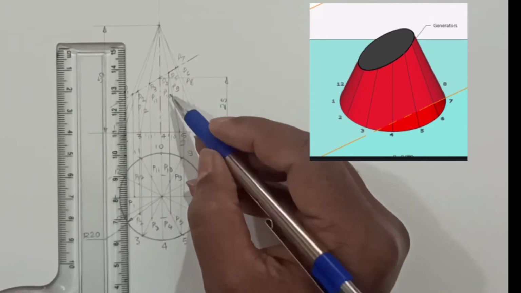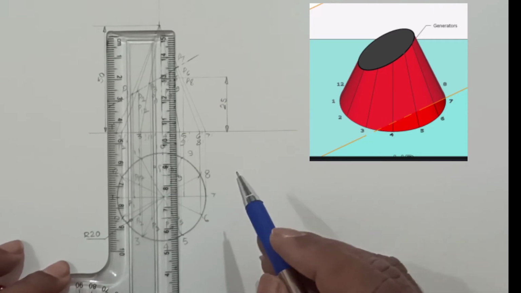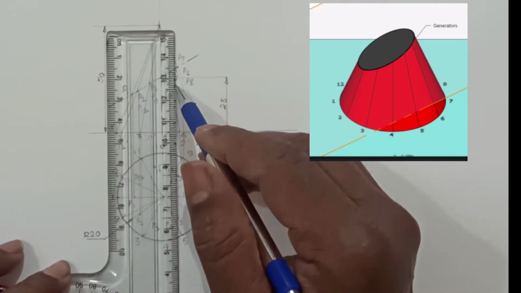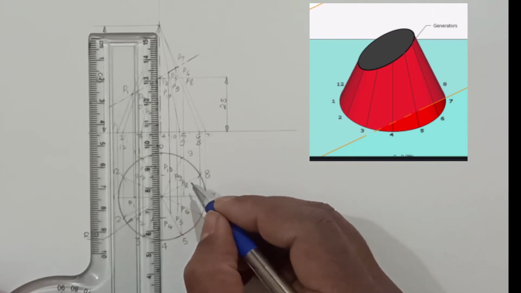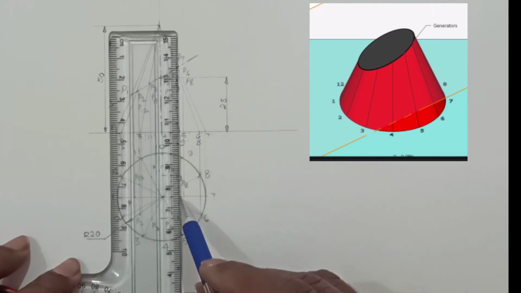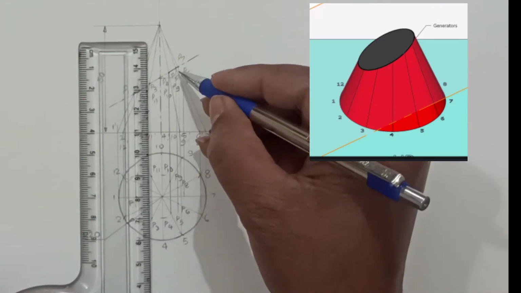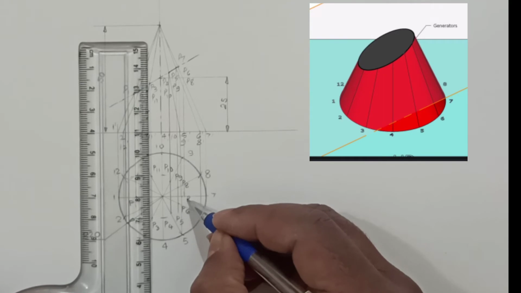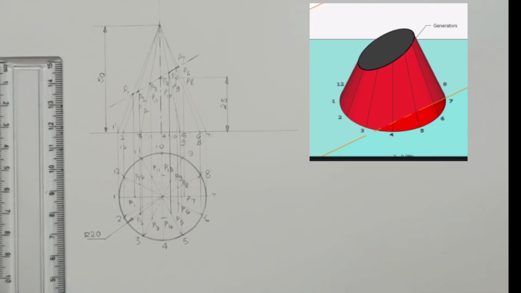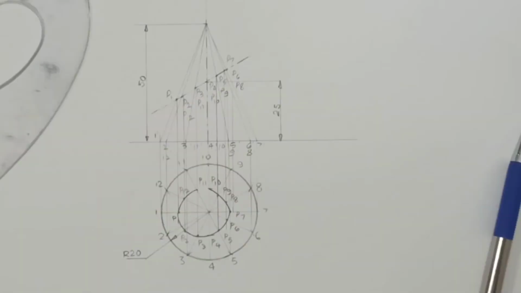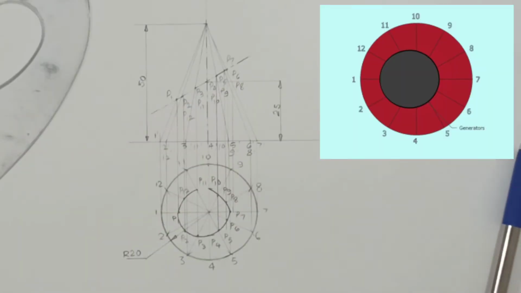Next is point 3 and point 9, then point 2 and point 8, point 5. So next is point 5 and point 8. Then last is point 7. Thus we will get the 12 points in the top view. Join all these 12 points by using the French curve.